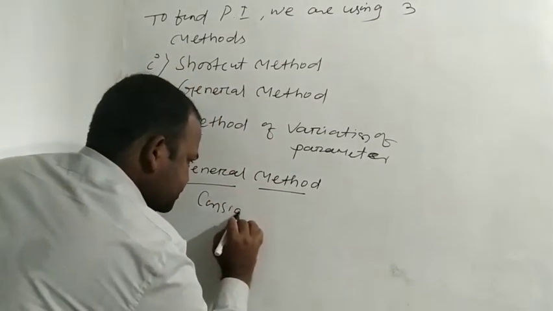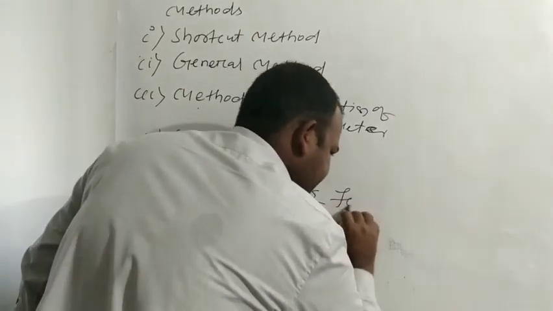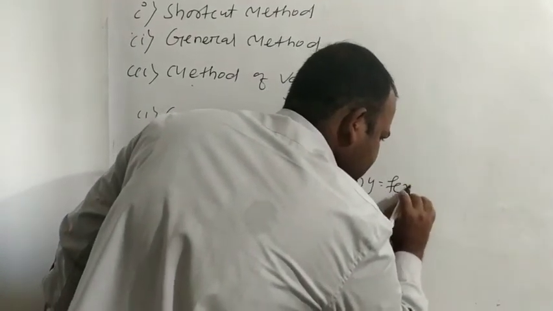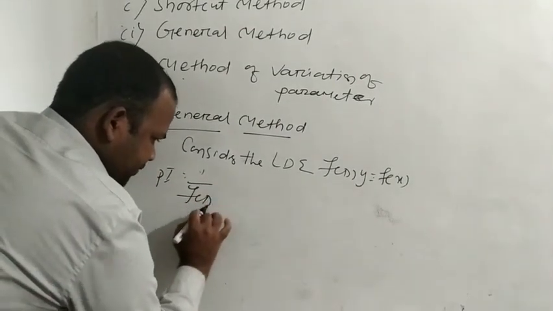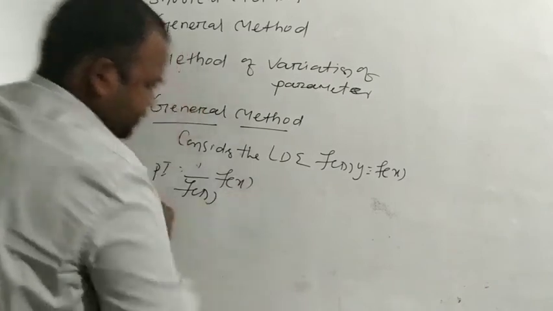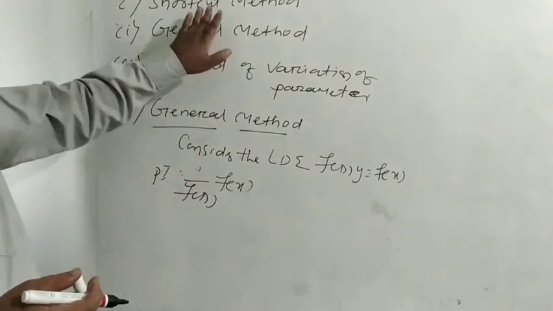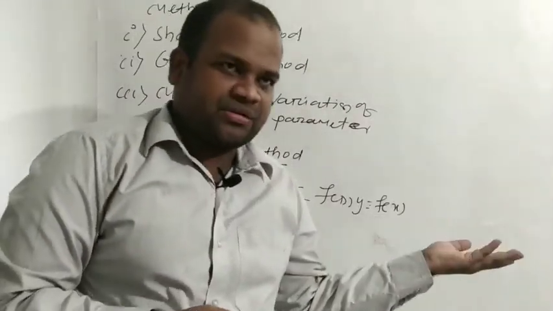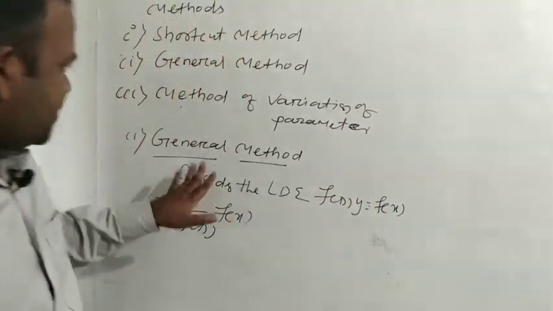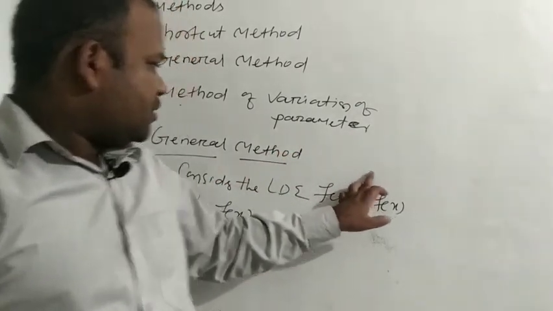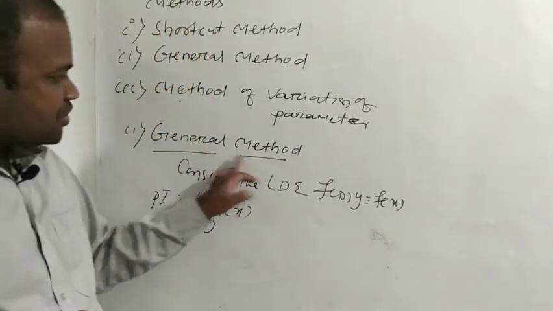Consider the linear differential equation f(D)y = f(x). So PI = 1/f(D) f(x). In the shortcut method we have cases like e^(ax), sin x, cos x, x^p, e^(ax)·V, xV. The general method is used when we can't apply the shortcut method. Then in this case, we will use the general method.